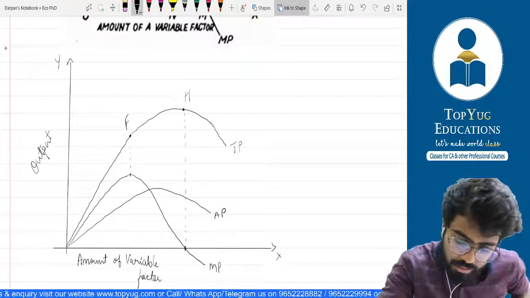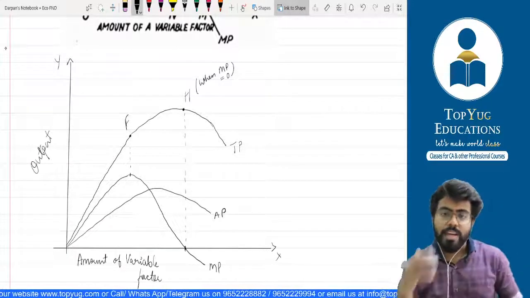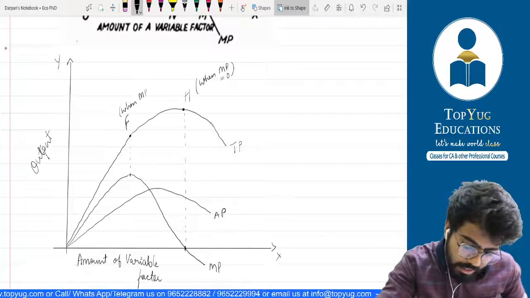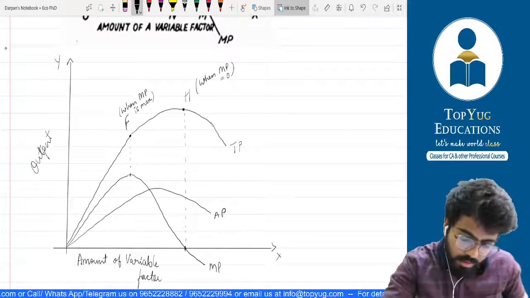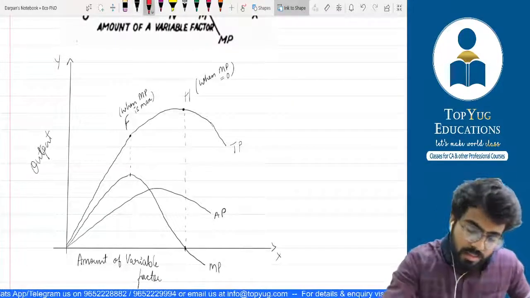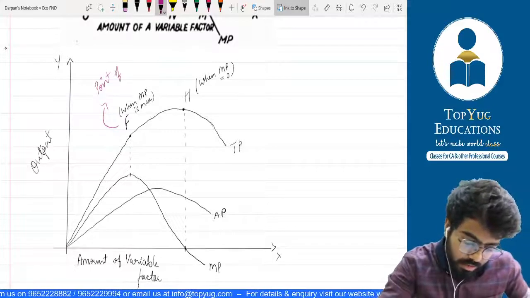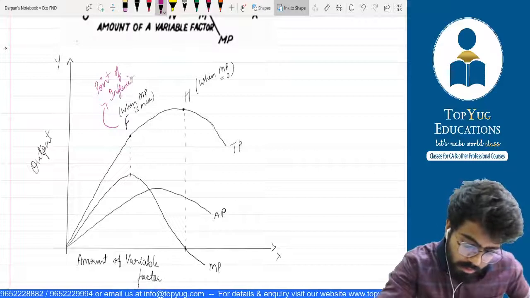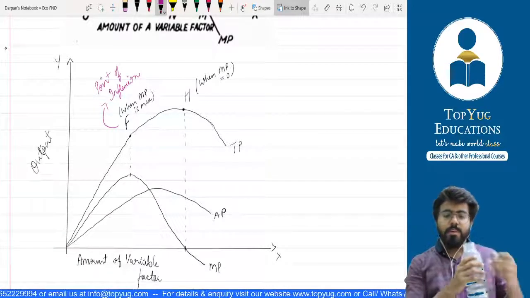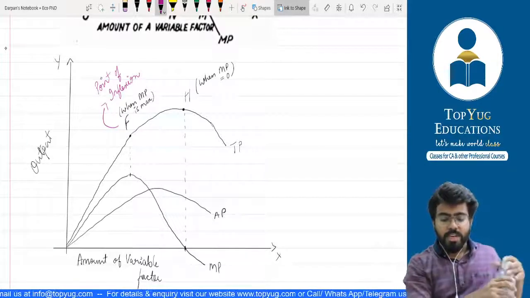What is H? In brackets of H, write when MP is 0. When MP is 0. After H, TP started to decrease. What is F? In brackets, when MP is maximum. Alright. This point F is called point of inflection. When MP is maximum, the corresponding point on TP is point of inflection. Okay?